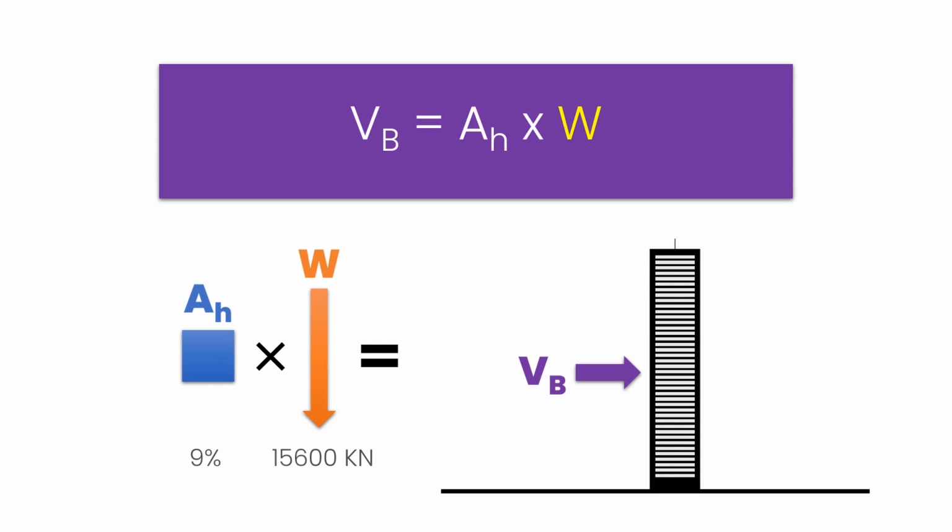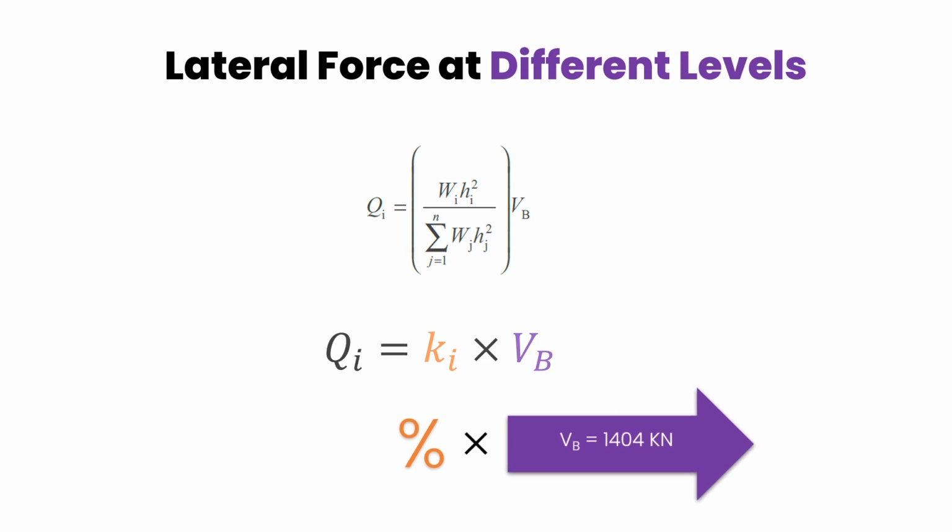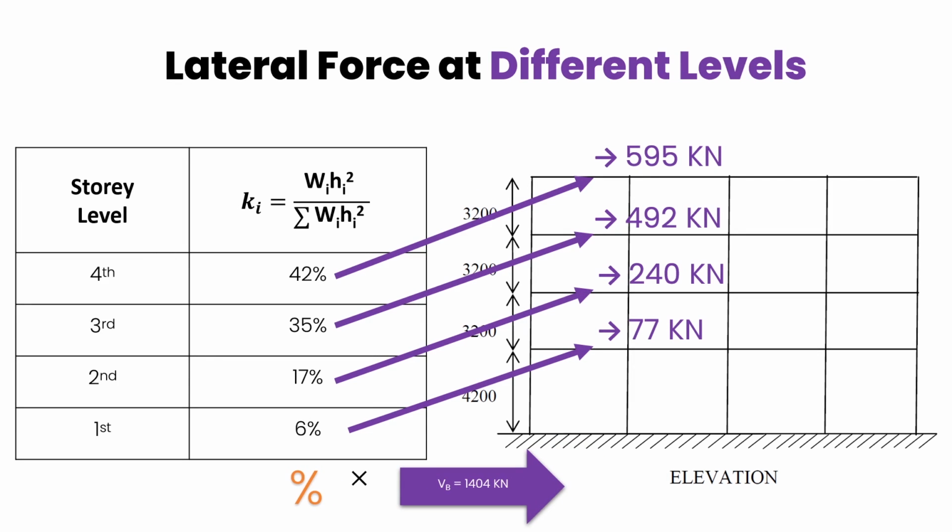Using this, we got the value of 9% for the Ah and a total seismic load of 15,600 kilonewton. Ultimately, we got the value of VB as 1404 kilonewton, which we ended up dividing into different floor levels by using this complicated and yet simple formula, which we found out to be shared unequally among the floors. The lower floors take up a lot less shear, and as you go high, the shear values increase. So I hope this video made sense.